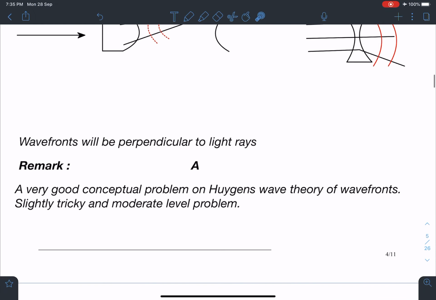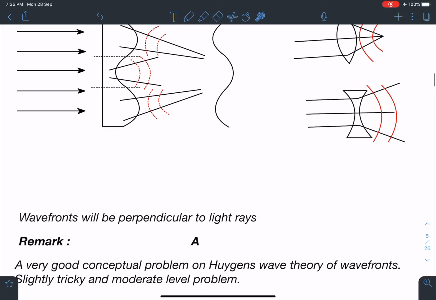And my view about this problem, it's a very good conceptual problem on Huygens principle, and it's slightly tricky and a moderate level problem, but not many students would be able to solve this.